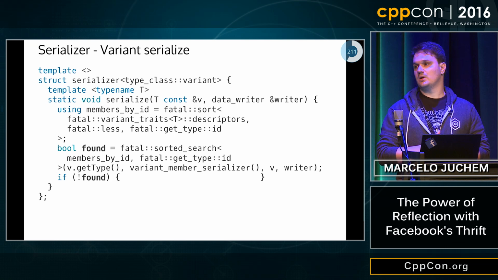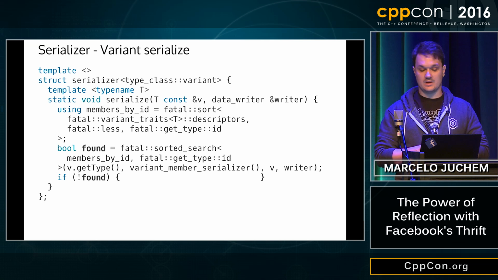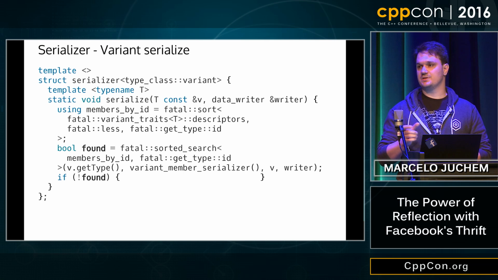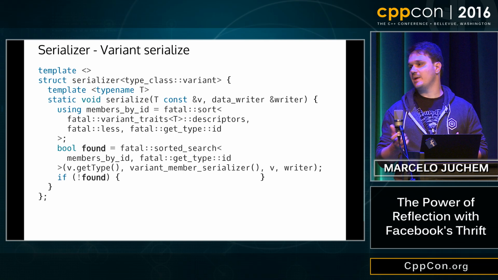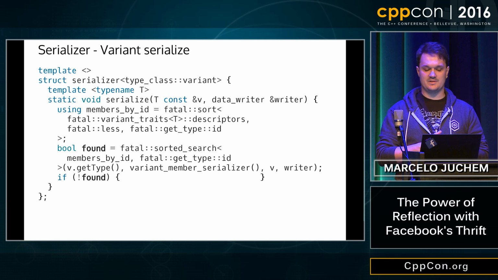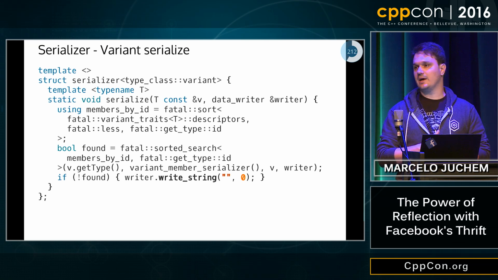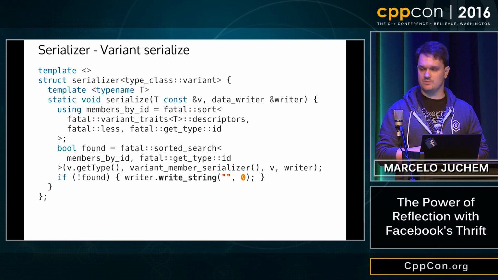But the thing is, what if the variant is empty? Yeah, that's pretty much the case. If the variant is empty, then sorted search will return either true if it finds a match, or false if it didn't find any match inside the type list of members. In this case, let's say we're going to write an empty string to say, hey, there's nothing there. Assume this is going to be an empty variant.